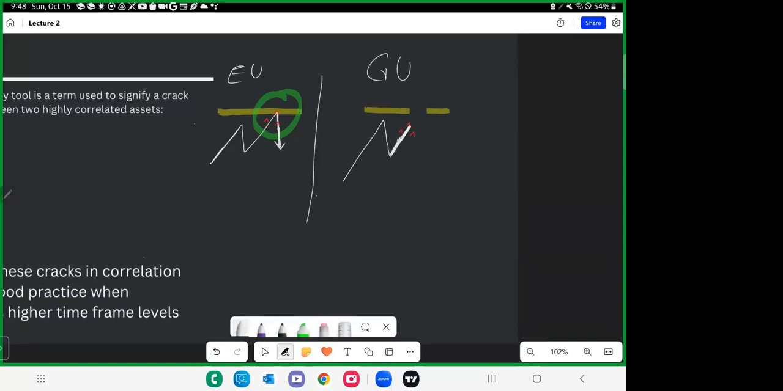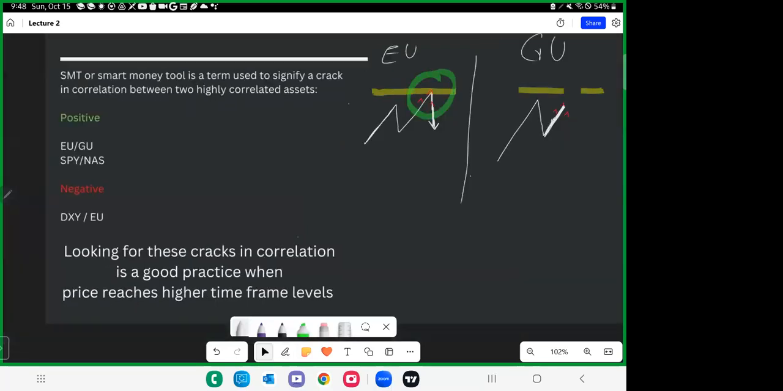And the biggest question for those that are new to this concept is, well, how do I know which pair to trade? It's not a matter of knowing which pair, because I've never seen EU drop off and GU not do the same. So it's just identifying the crack in correlation, and then you go in and put the smaller pieces together, and it doesn't really matter which one you trade.